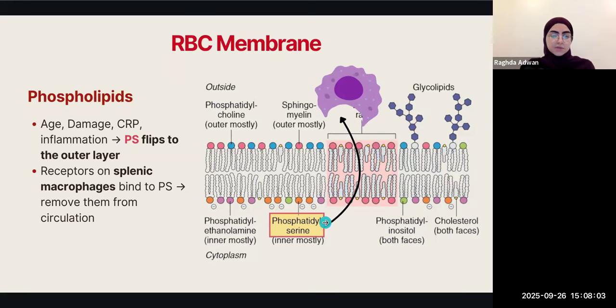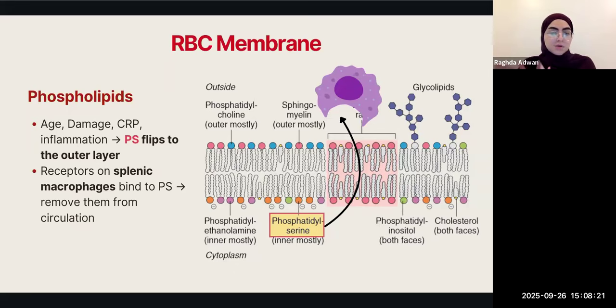So when phosphatidylserine goes out to the outer membrane, and it passes through the spleen, the macrophages in the blood vessels in the spleen have a receptor, and they're going to be able to recognize it. They bind to it because now it's on the outside, and they'll remove it from the circulation. And this is part of how RBCs end up dying.